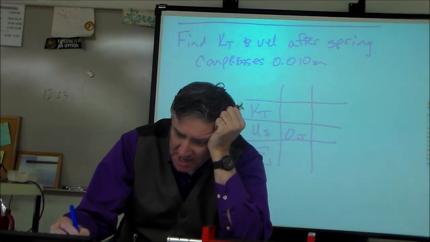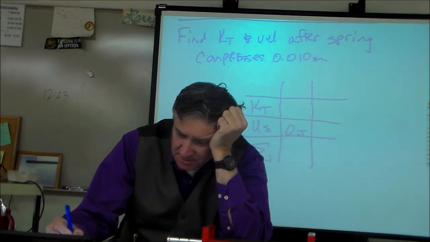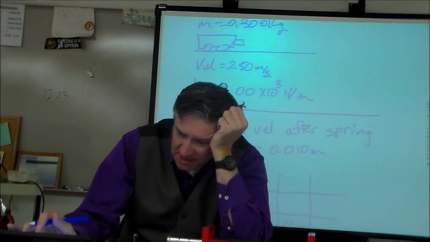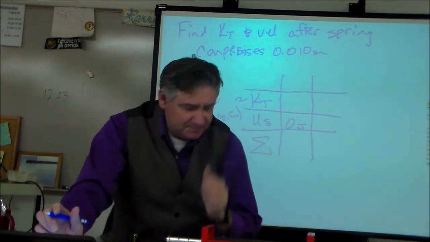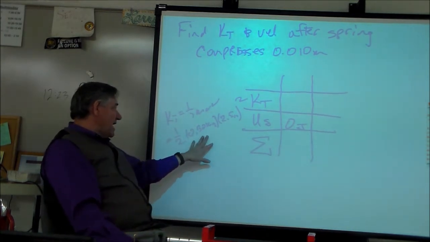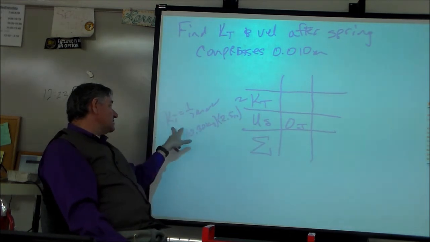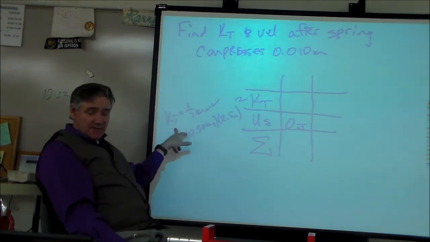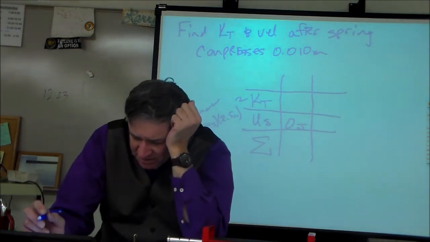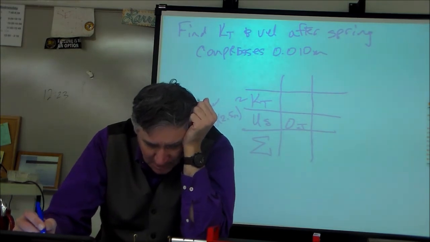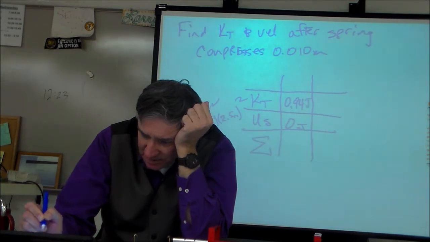So somebody take 1/2 times that mass of 0.3 kilograms times that velocity of 2.5 meters per second, squared. When we square that, that's going to give us the kinetic energy. So what do you get out of that? 0.938, so call it 0.94. So I've got 0.94 joules of kinetic energy.